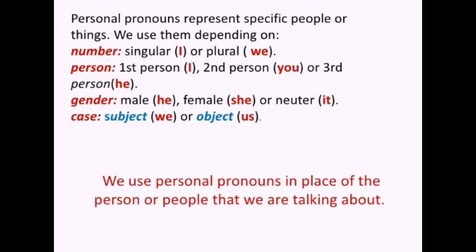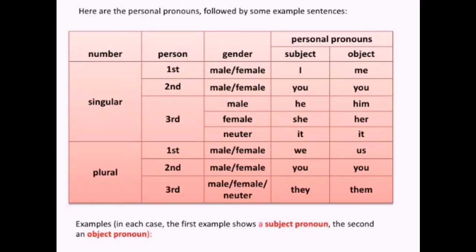So, first of all, let's start with personal pronouns. So, what are personal pronouns? Personal pronouns represent specific people or things. We use them depending on number, singular or plural; person, first, second, third, you all know first, second, third person; gender, male, female, or neuter; and case, subject or object case. So basically we use them in place of the person or people we are talking about.